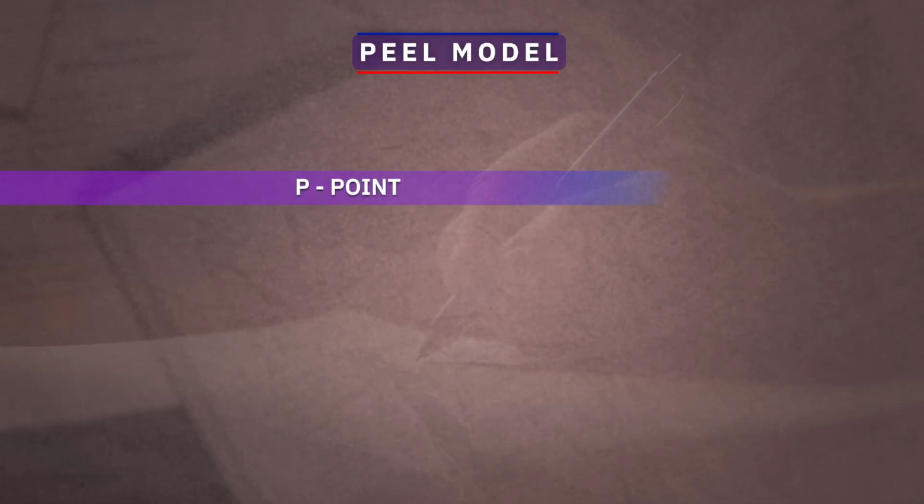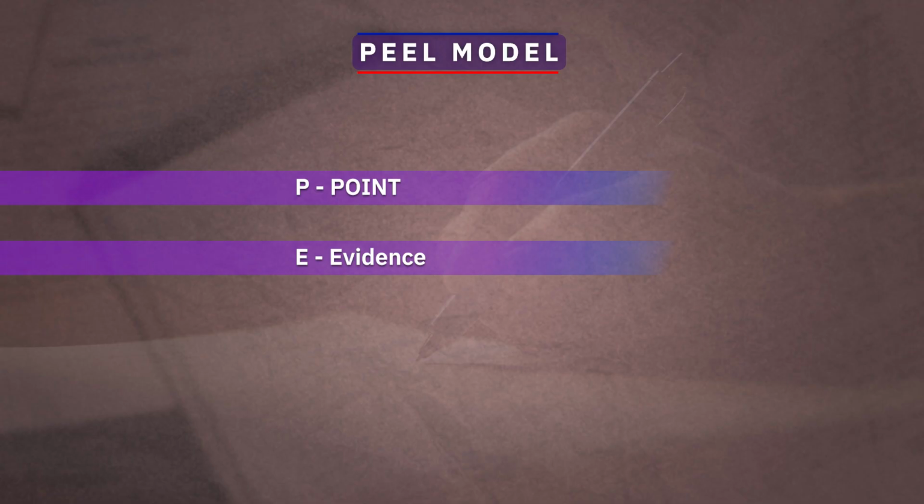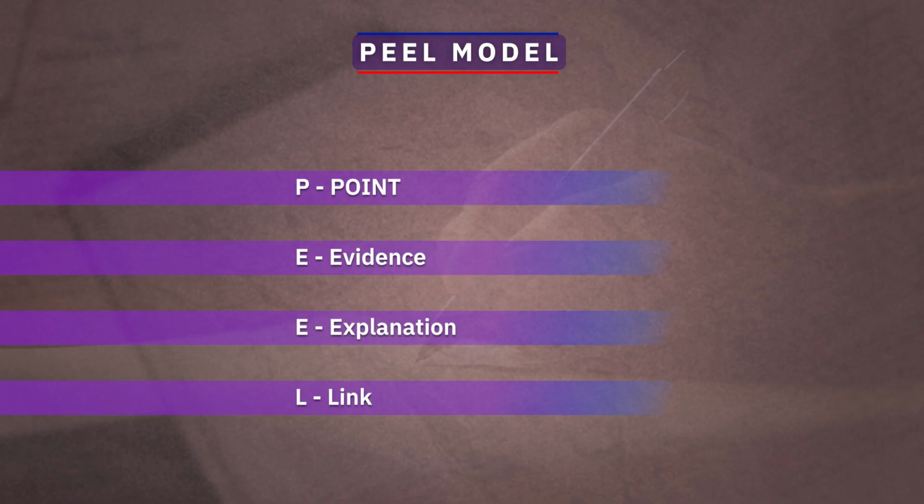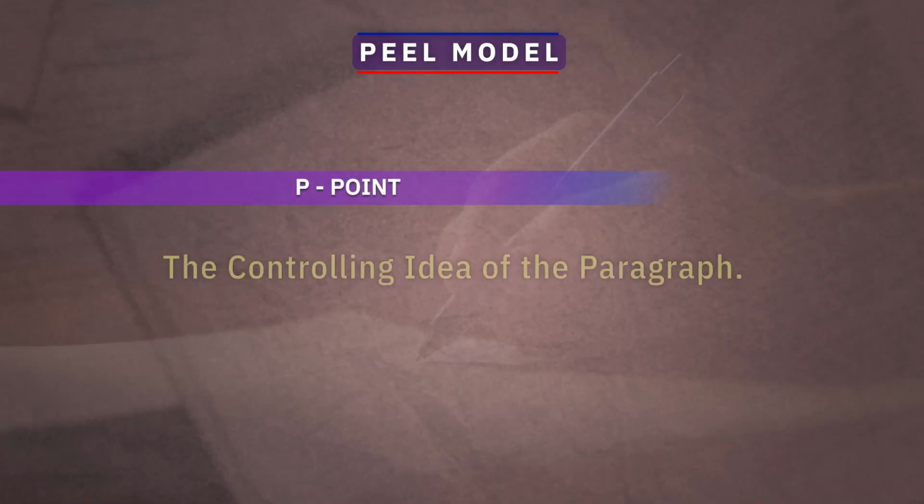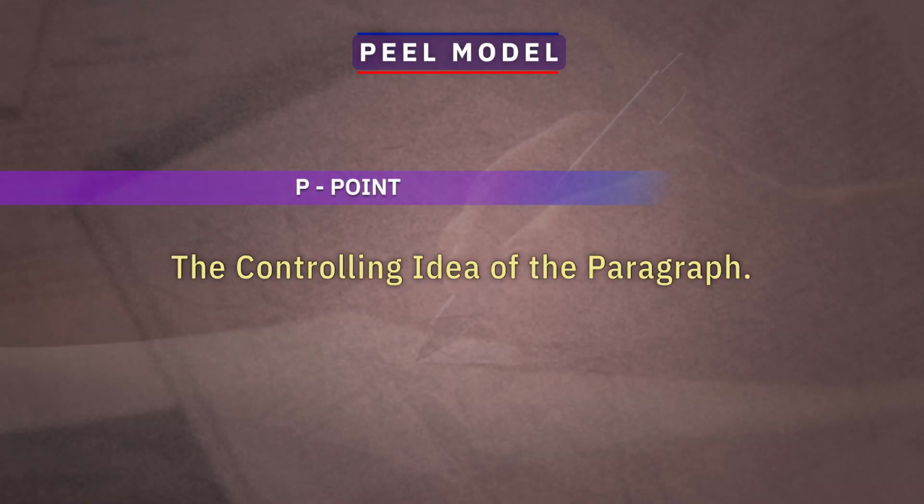The PEEL model: P stands for point, E stands for evidence, the second E stands for explanation, and finally L stands for link. So PEEL, point, evidence, explanation, link. Now what is point? Point is the controlling idea of the paragraph. Every paragraph must have a specific point. It cannot be superfluous to the whole answer or to the research paper as a whole. So the point is the key idea in the paragraph.